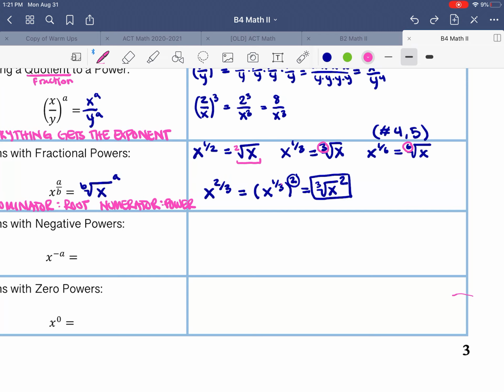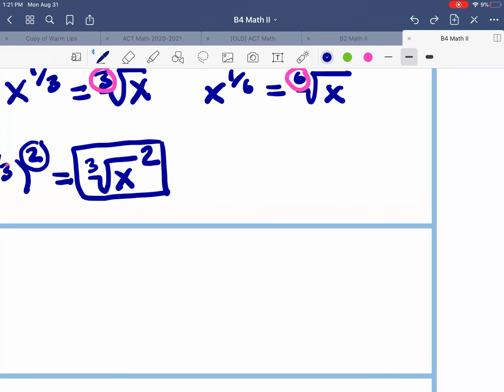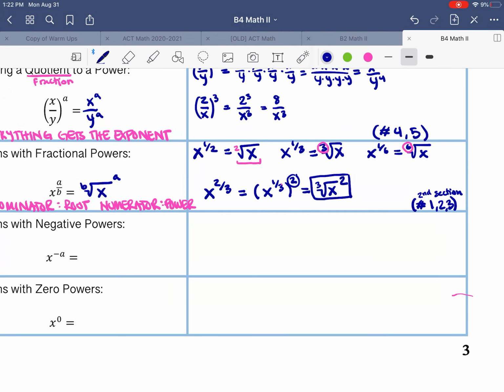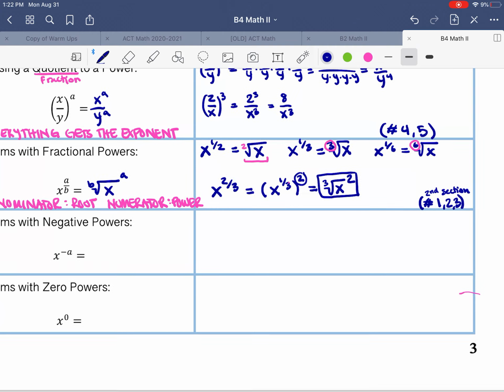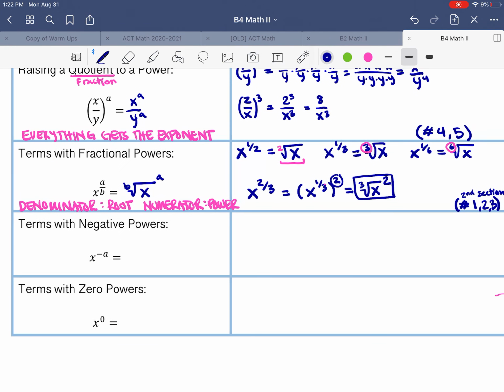So I would encourage you, if you're taking notes right now, to go do numbers 1, 2, and 3 from the second section of the notes on the back. I'll write that second section, 1, 2, and 3. Those will help you practice this like fractional power idea.